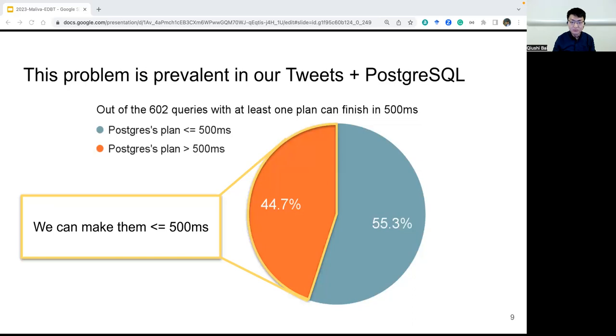Unfortunately, this problem is prevalent in our experiment, where we visualized tweets data on a Postgres database. Among the 600 queries we analyzed that had at least one plan that can finish within 500 milliseconds, Postgres missed the deadline for almost 45% of queries. And if we rewrite them smartly, we can make all of them meet the deadline.